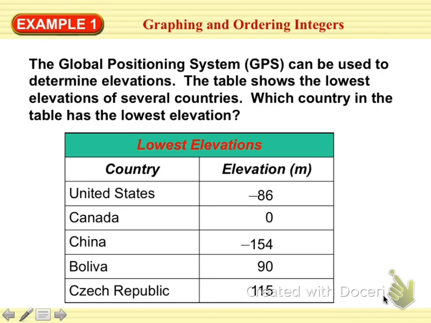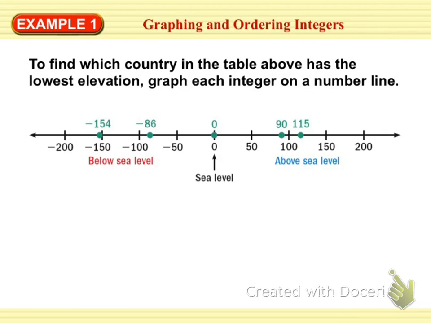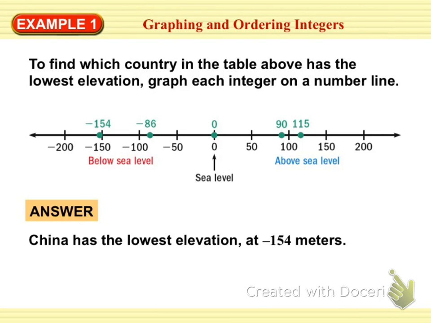So let's look at our first example. The Global Positioning System, GPS, can be used to determine elevations. The table shows the lowest elevations of several countries. Which country in the table has the lowest elevation? So instantly you can look at that and see it, but if we graph them on a number line, you can see that the one that's farthest to the left is the lowest. So as most of you have probably noticed, it was the -154 meters, which was China's.